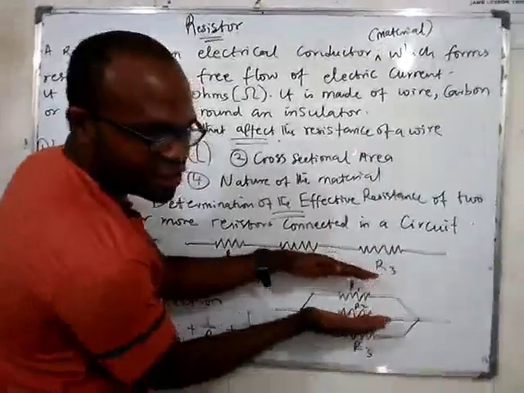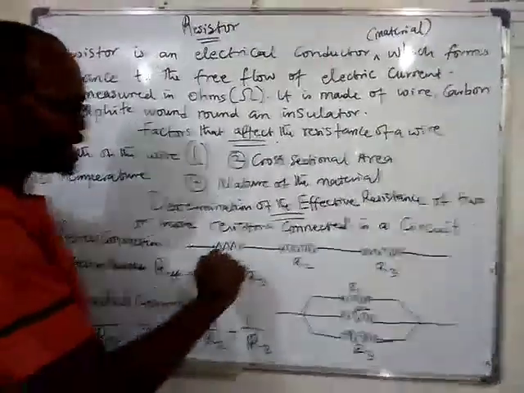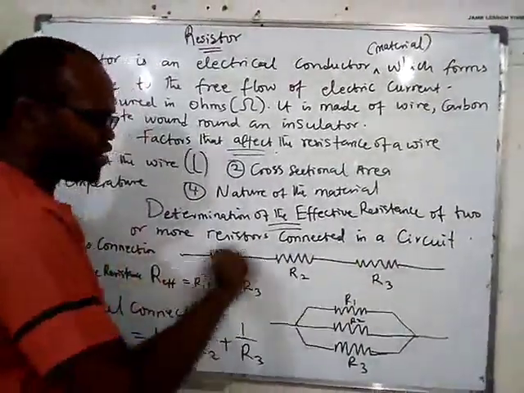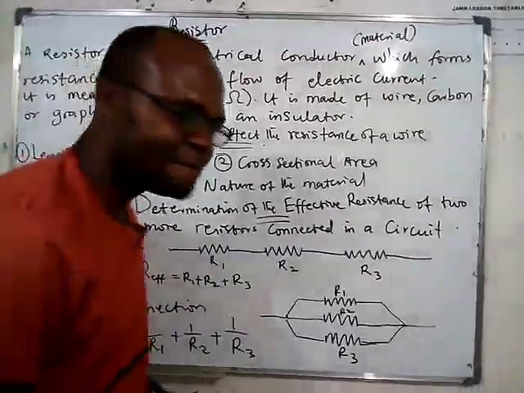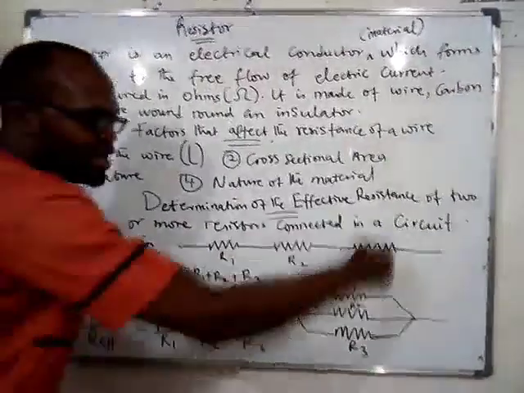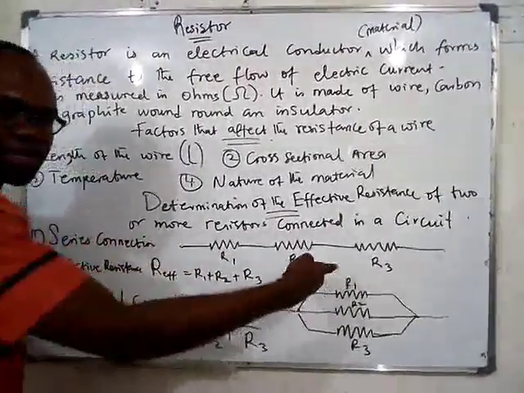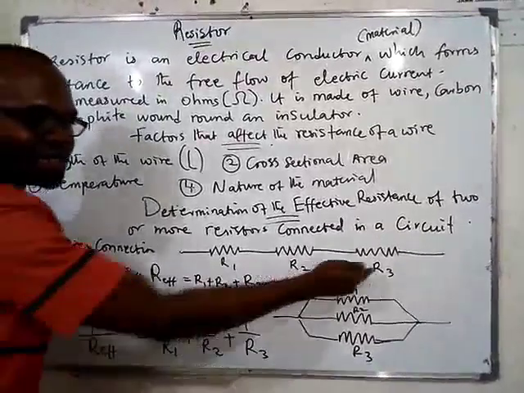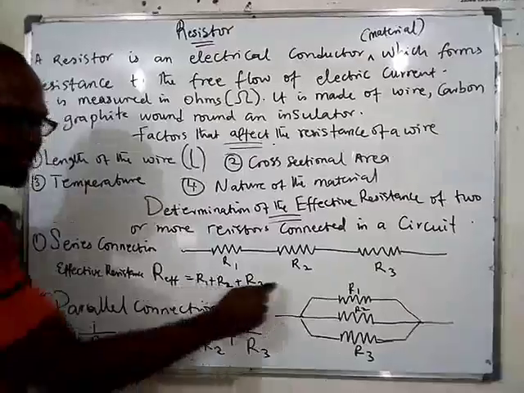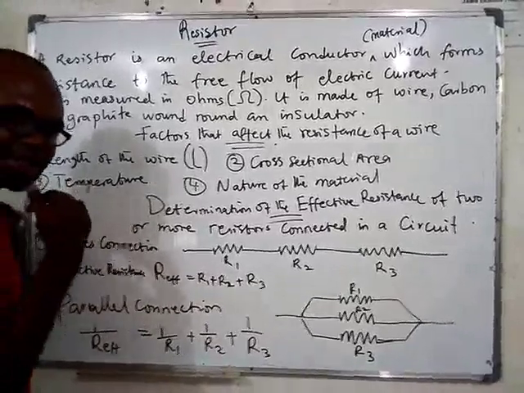Can you see the resistors? They are in parallel. But this one that is meeting one after the other, the terminal of this one meeting with the other one, is known as series connection. Is that clear? So whenever you want to find the total resistance for a series connection, you simply add up the individual resistances. You just add them up. Simple mathematics.